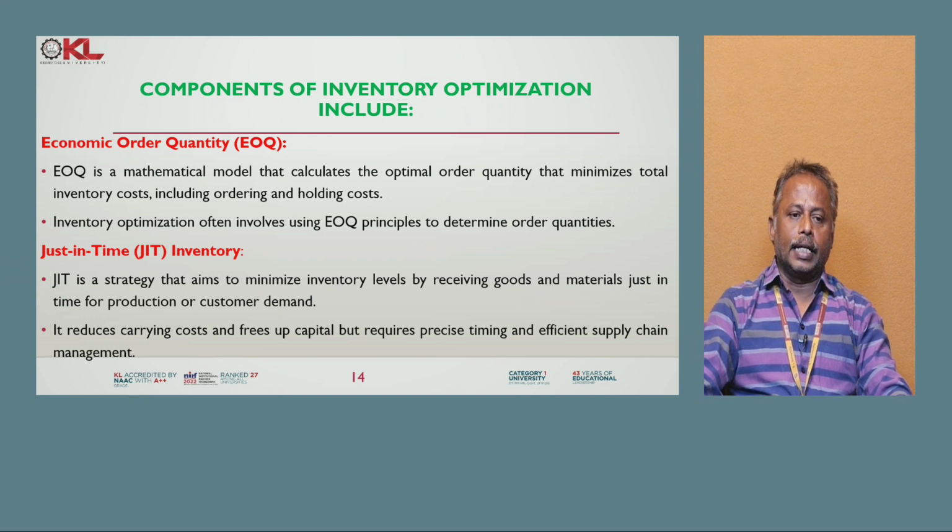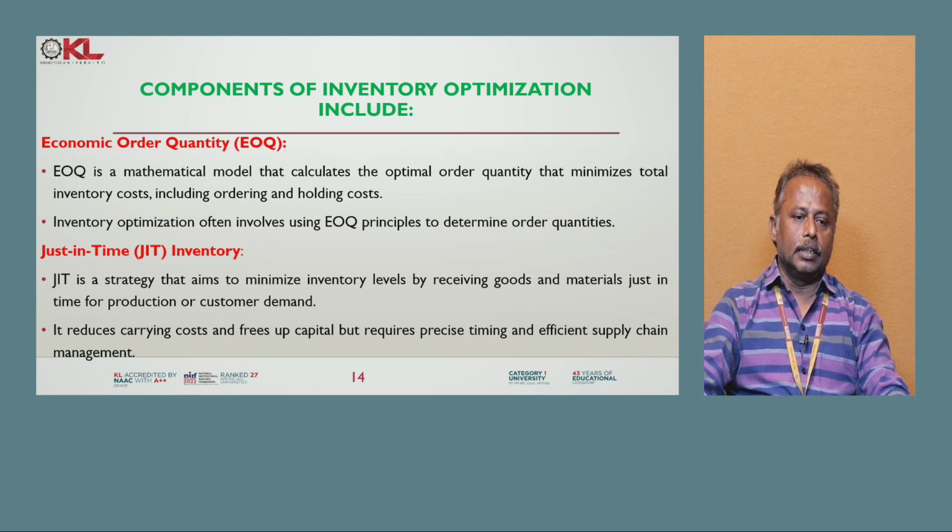Next, economic order quantity. So, economic order quantity is a mathematical model. It calculates the optimal order quantity to minimize the total inventory cost, including the ordering and holding cost. So, inventory optimization often involves using the economic order quantity principle to determine the order quantities.